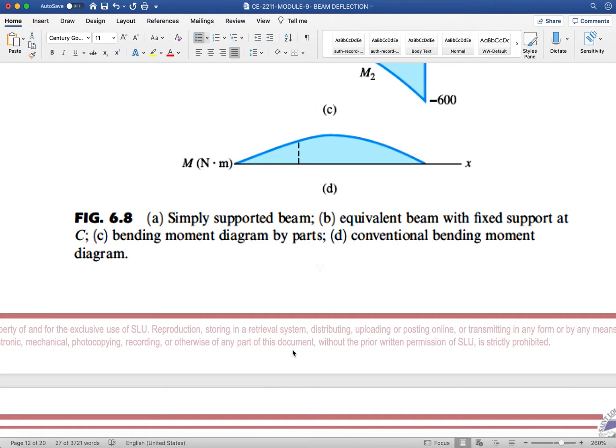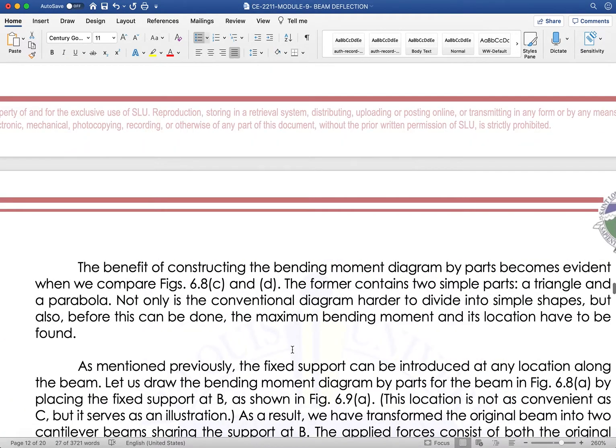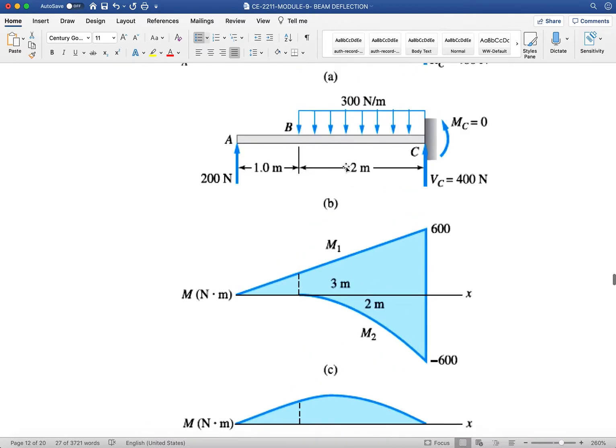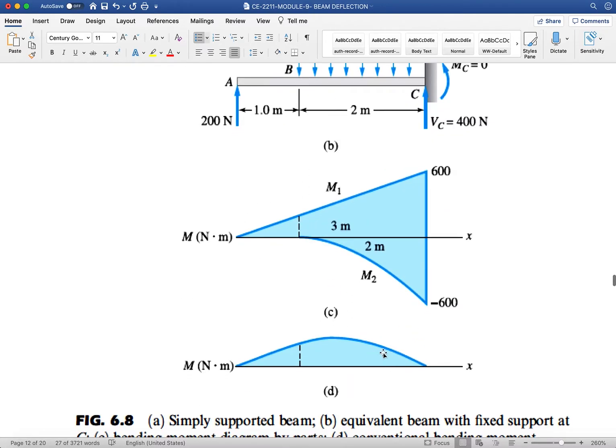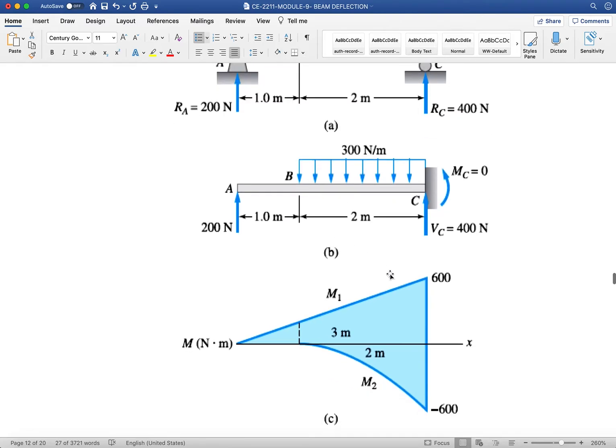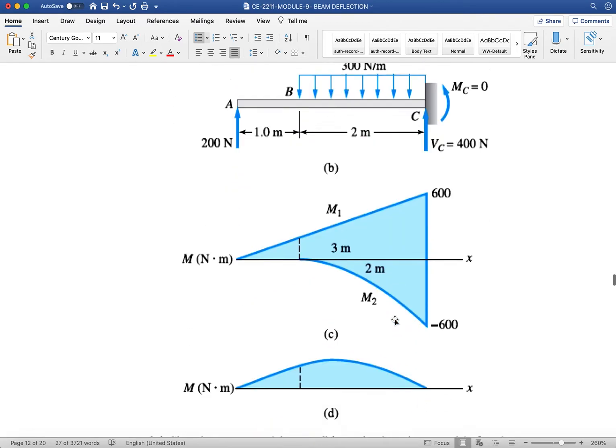Okay. Then this is the moment diagram of each of this. This is the moment diagram of the whole structure if we are to combine these two areas. Okay.